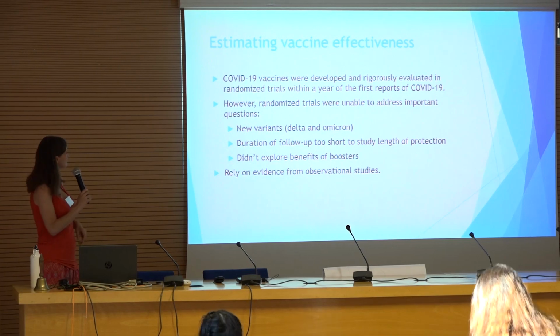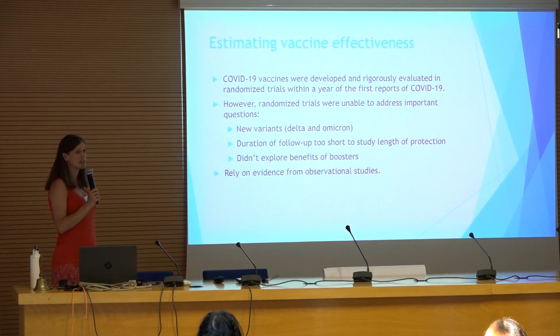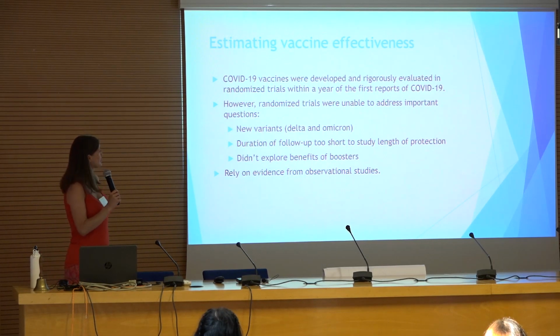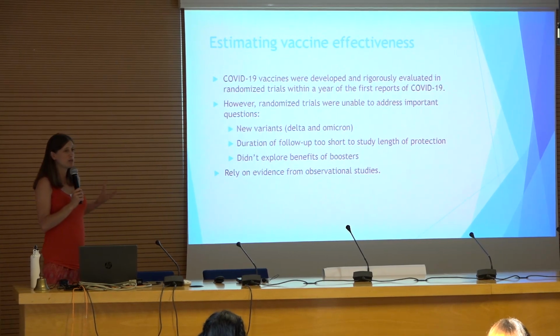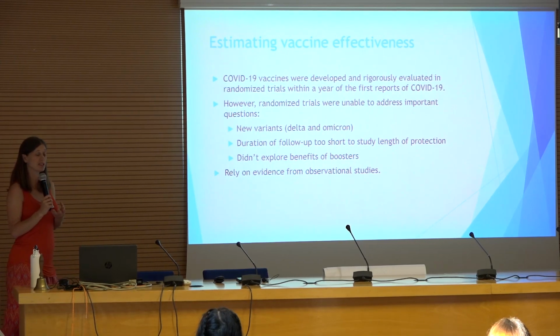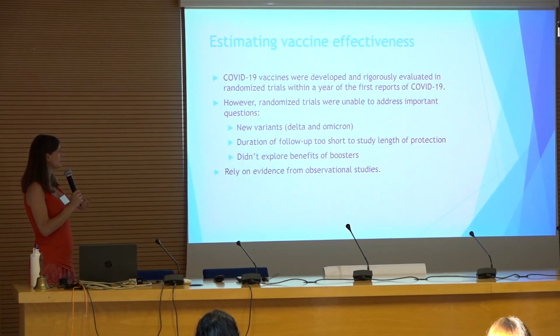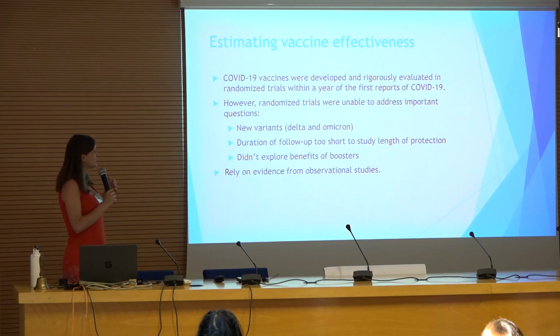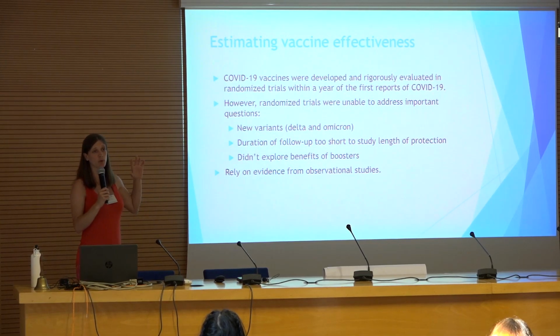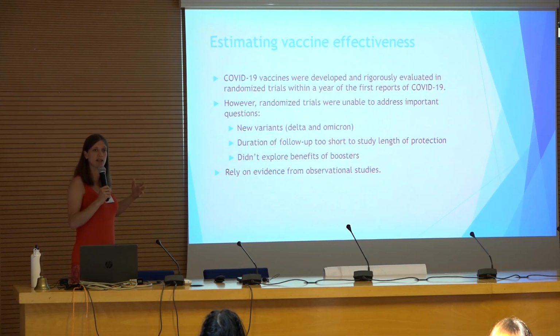Something's missing. Okay. All right, so as we all know, COVID-19 vaccines were developed and rigorously evaluated in randomized trials incredibly quickly after COVID first emerged. So why do we need observational studies? Well, early on, randomized trials either were unable to or didn't address key questions that policymakers were interested in. New variants came along and trials weren't swift enough to re-look at the effectiveness for the new variants. The follow-up of trials tended to be too short to look at things like waning effectiveness, and they also didn't explore things like the benefits of boosters. So for these questions, early on in the pandemic, we were left to rely on observational evidence.